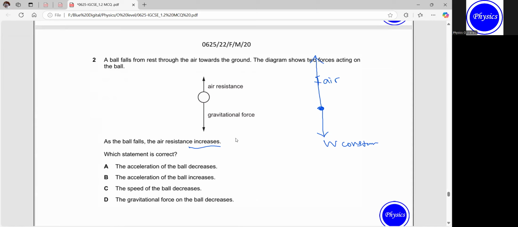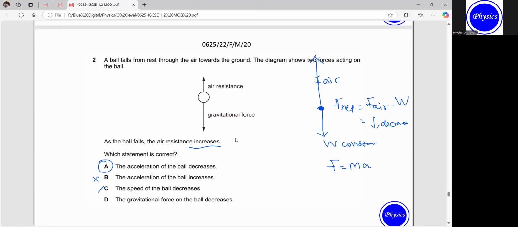I put F air, so the F net is going to be F air minus W. So this value, F net, is going to decrease. When F net decreases, F is equal to mass times acceleration, so when F is decreasing, a also decreases. So which statement is correct? The acceleration of the ball decreases. No, it will not increase. The speed of the ball decreases? Acceleration decreases, that is the correct statement, because there is a resultant force. So rather than mentioning speed, acceleration decreases.